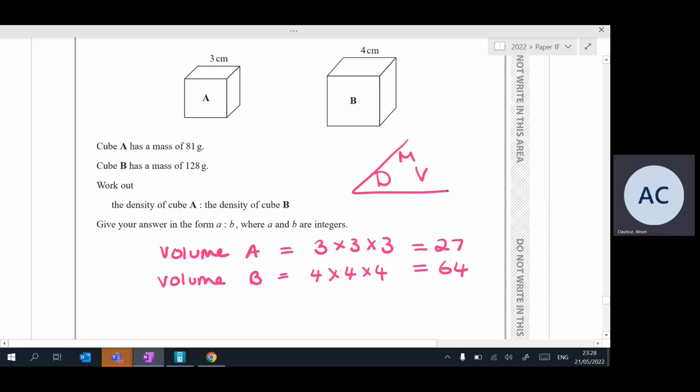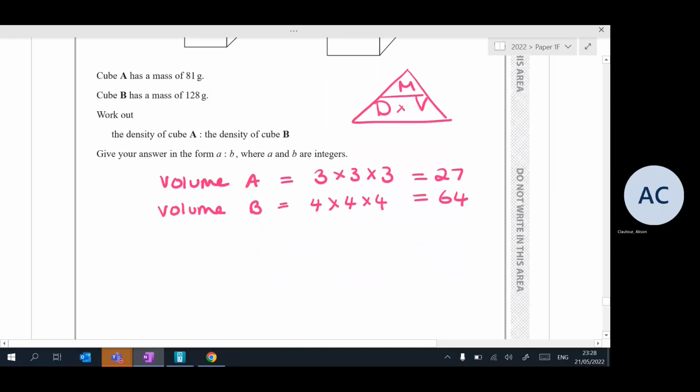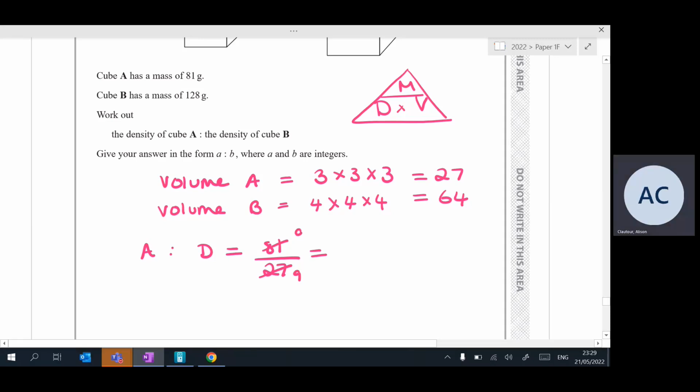The formula for density is mass divided by volume. So for A, density is 81 grams divided by 27. Okay, and the easy thing to do if you're not sure what that is is to cancel it down. So I'm going to divide both of them by 3, so 9, and then, no, actually I'm going to divide both of them by 9, it's better. So 3 and then 9, and then 9 divided by 3 is easier to do, it's 3.